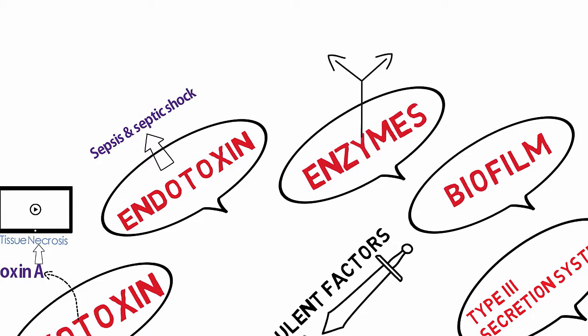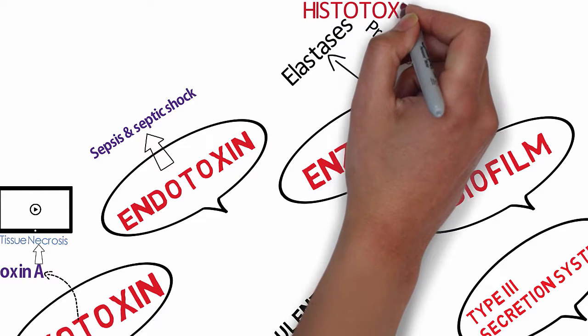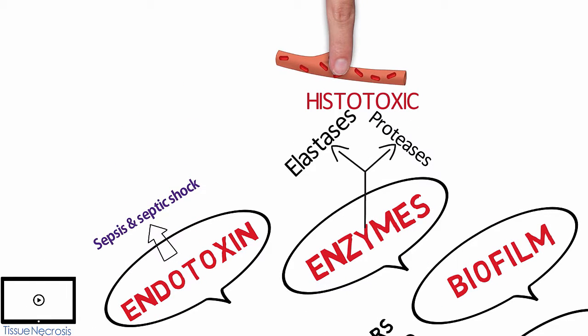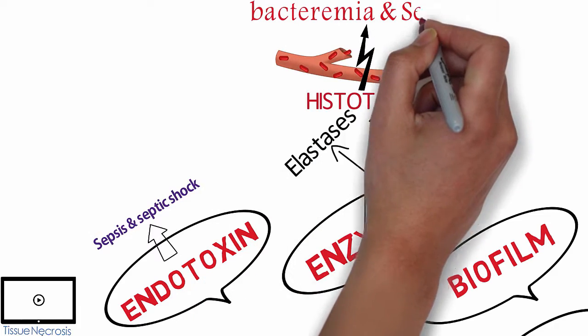Enzymes. It produces elastases and proteases. These elastases and proteases are histotoxic, and these enzymes destroy the body tissue. This destruction and disruption of the body tissue facilitates the organism to get into the bloodstream, and when it gets into the bloodstream it causes bacteremia and sepsis.